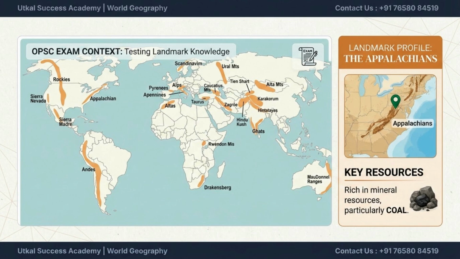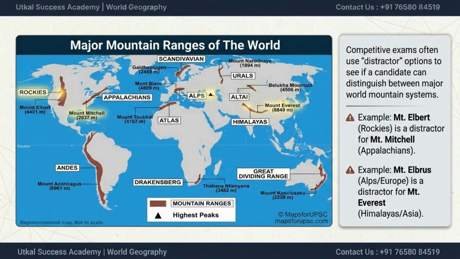This type of map is important for understanding world geography and landmark locations in competitive exams. Now, this picture explains the major mountain ranges of the world and their highest peaks. It includes ranges like the Rockies, Andes, Alps, Himalayas, Atlas, and Appalachians, along with famous peaks such as Mount Everest, Mount Elbert, and Mount Aconcagua.